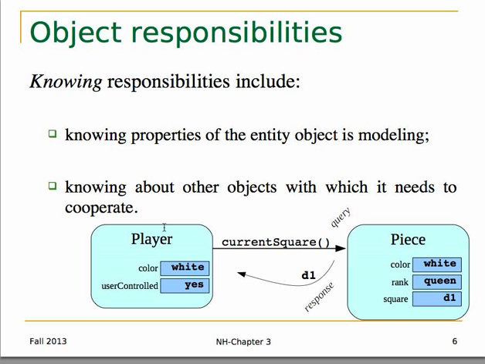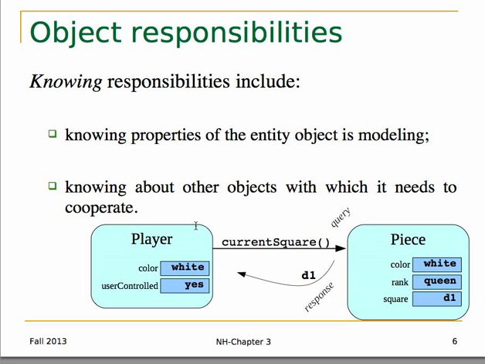So somewhere in here, player has to keep track of all of its pieces and then know about other objects like a piece object with which it needs to cooperate or use. So player will be responsible for knowing about all 16 of the player's pieces. So you can think of there being an array. It's not shown here, but that would be one way of doing this.